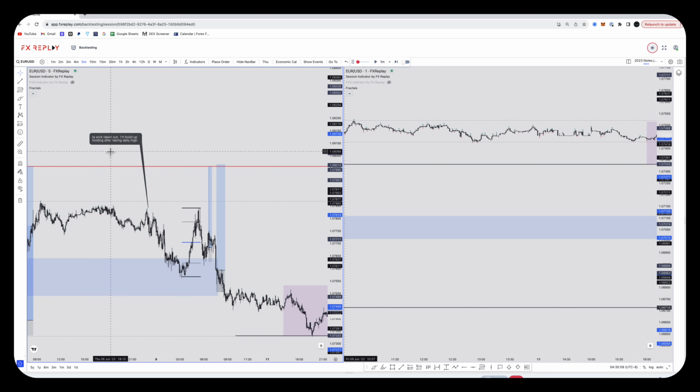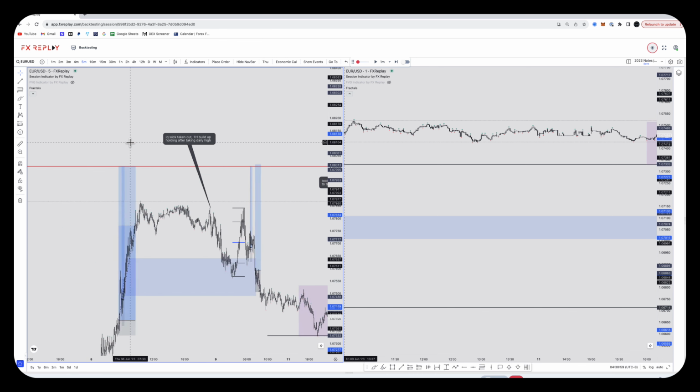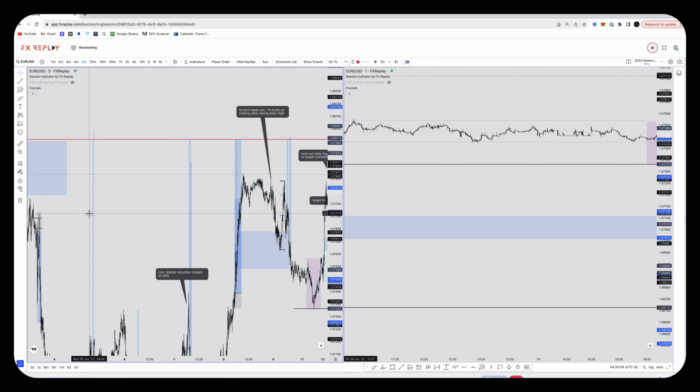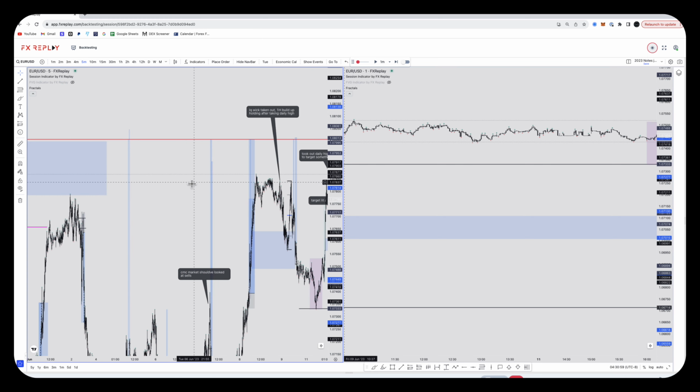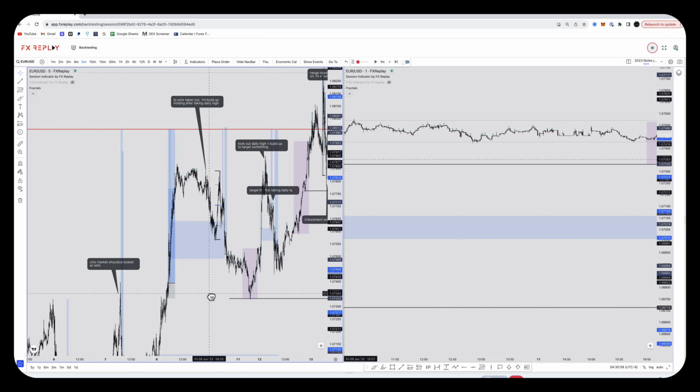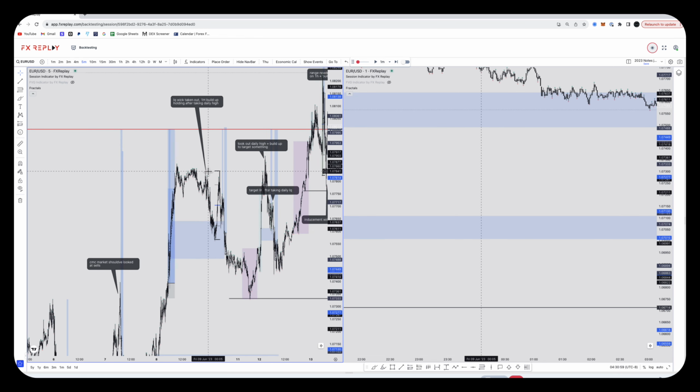So liquidity wick taking out 1 hour build up after taking out the daily high. So again, missed details. We took out the daily high and we now have build up targets. So wrong bias on this day.